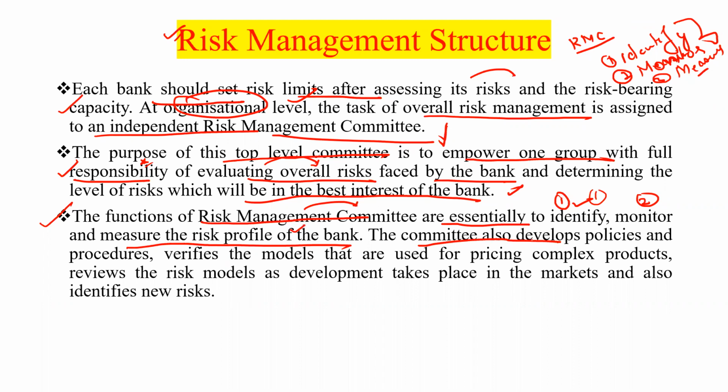The committee further also develops policies and procedures, and verifies the models which they have already developed, like the Altman Z model, which we have to discuss in the CAB. All these things we have to discuss in the CAB also, in detail at that time. So these are the different models, and this one is one of the models.